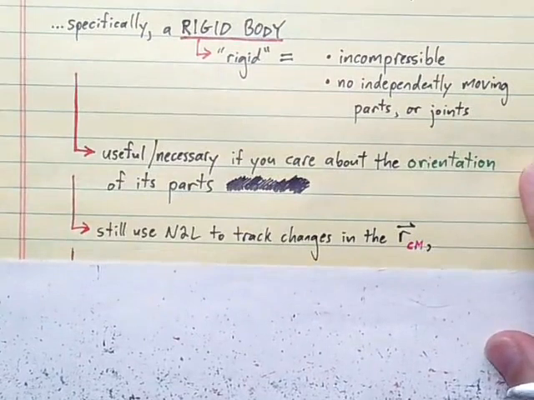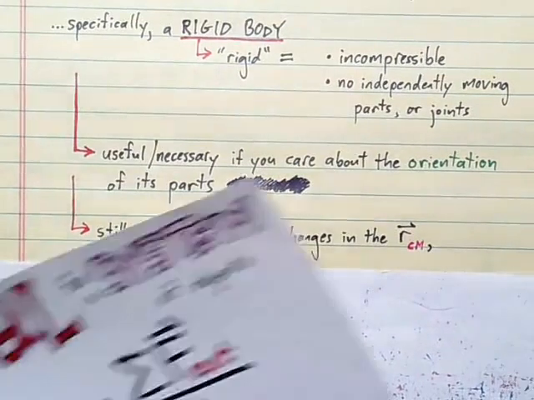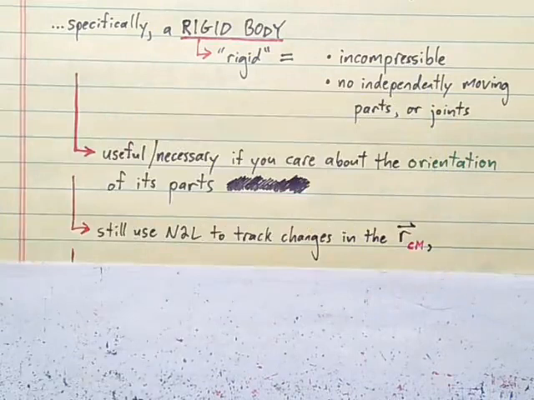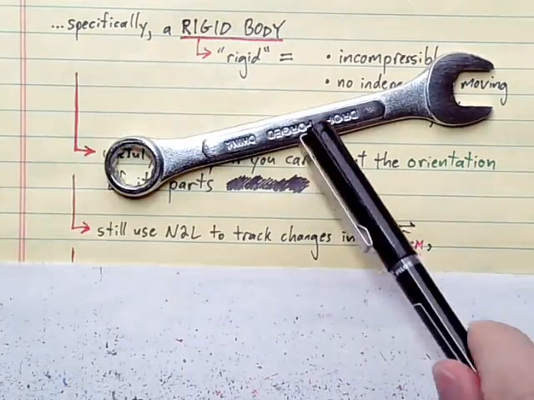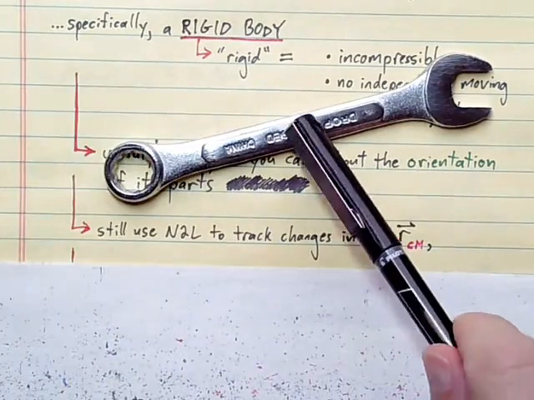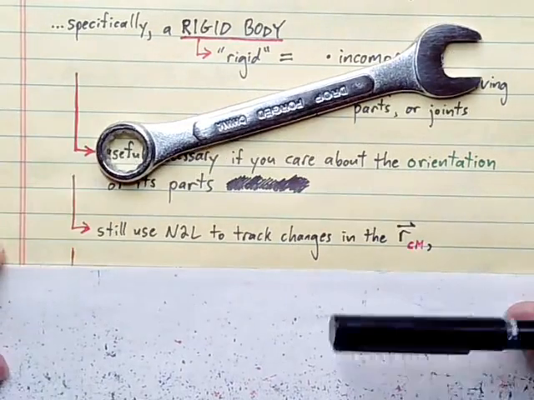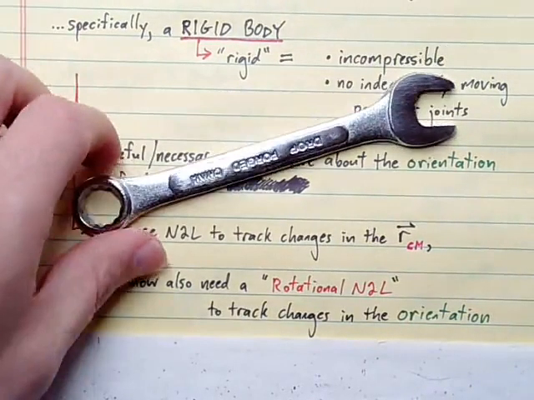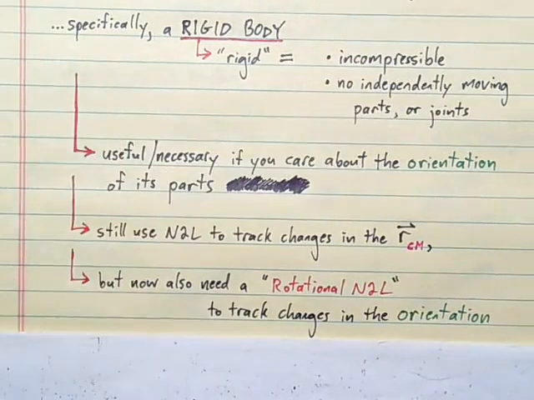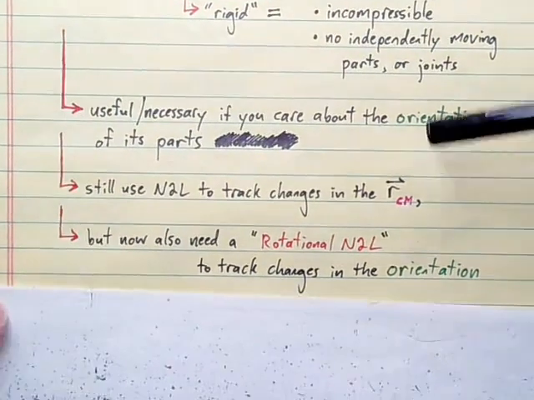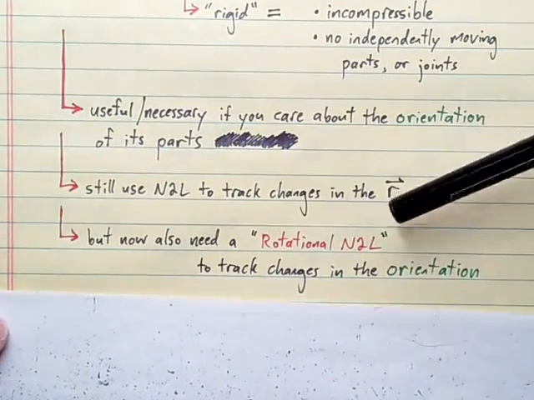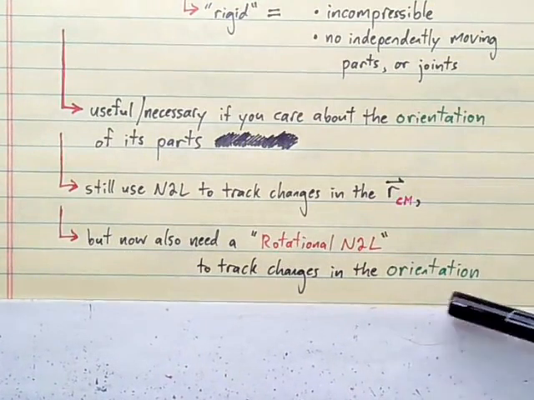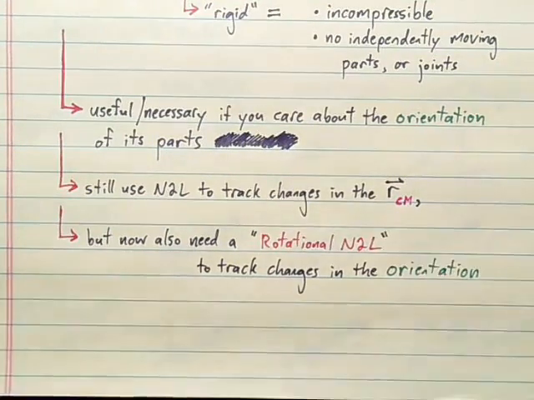We can still use Newton's second law. We can still use this to track changes in the location of the center of mass of the wrench, center of mass right about there, that imaginary point. We can still track that point using N2L, but if we want to track changes in the orientation, if we want to analyze the rotation of our rigid body, we're going to need some new equations. We'll need a rotational version of Newton's second law to track changes in orientation. So we'll be working towards developing this.